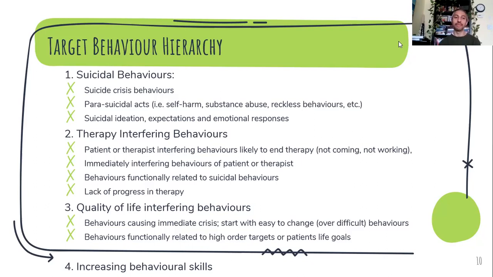Then after that, we'd focus on quality of life interfering behaviors. So that can include conflicts with family, it can include problems at work, problems at school, anything that's getting in the way of them living the lives that they want to live. We would focus on that after the suicidal behaviors and the therapy interfering behaviors, and then we would get into increasing their behavioral skills. So how can they be more skillful in dealing with the life problems that they have?